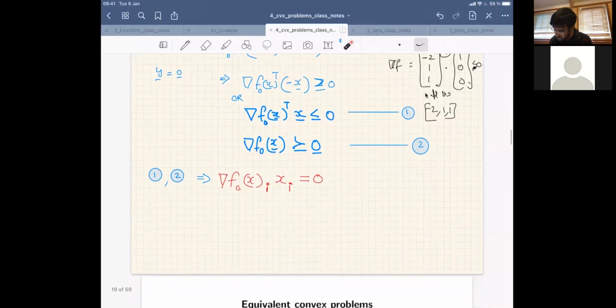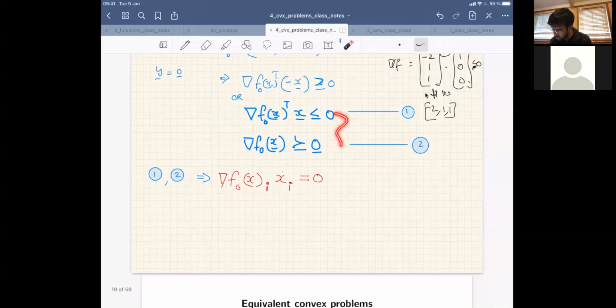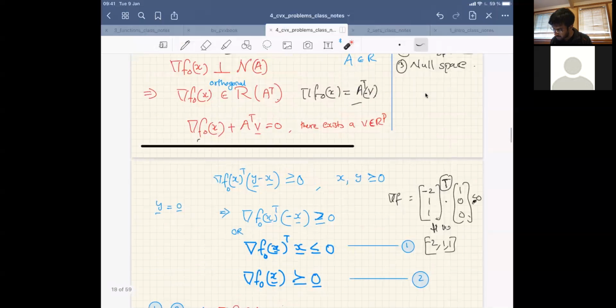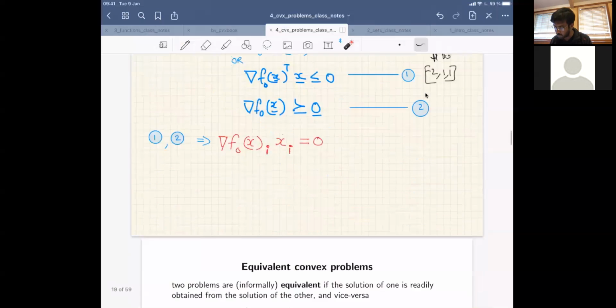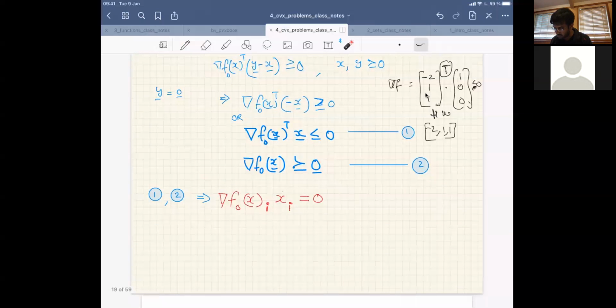So if you consider this, we are taking the inner product between two vectors, and the second one is positive. That's because we are optimizing over the non-negative orthant. This is positive or 0, and this is also non-negative.